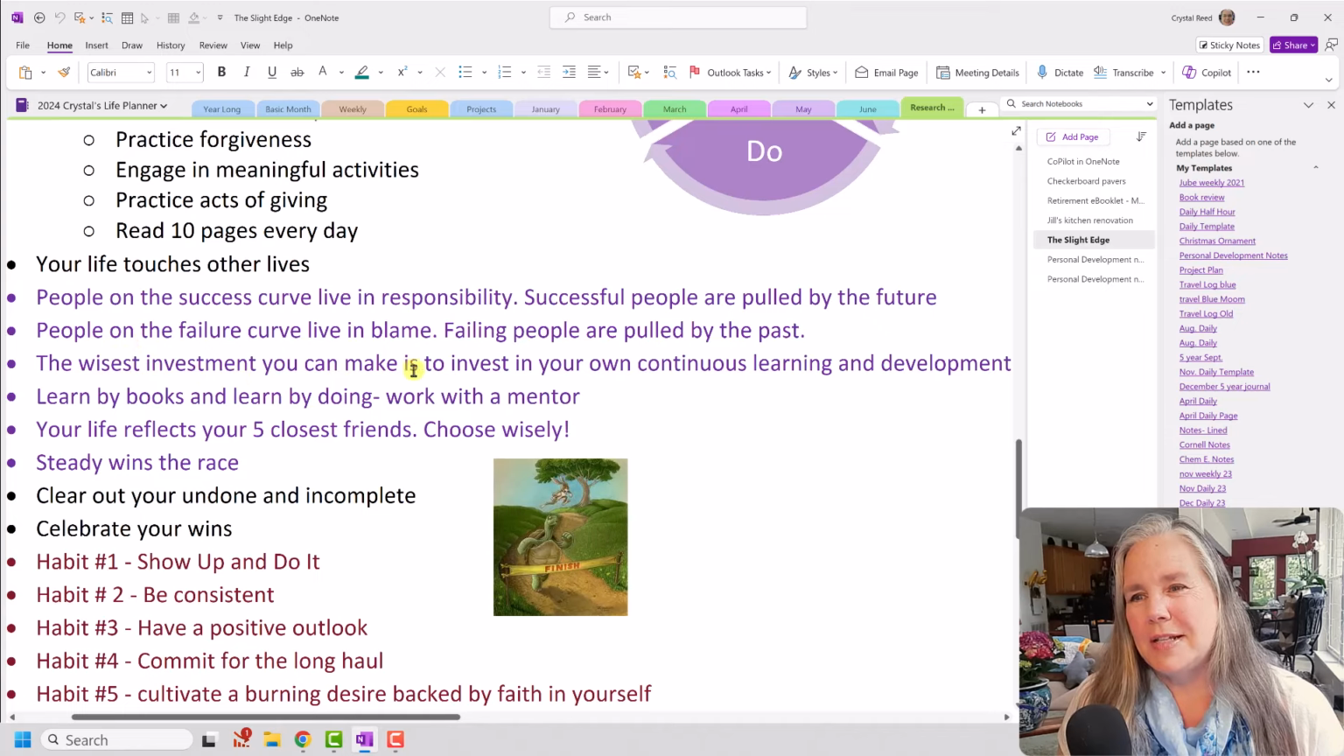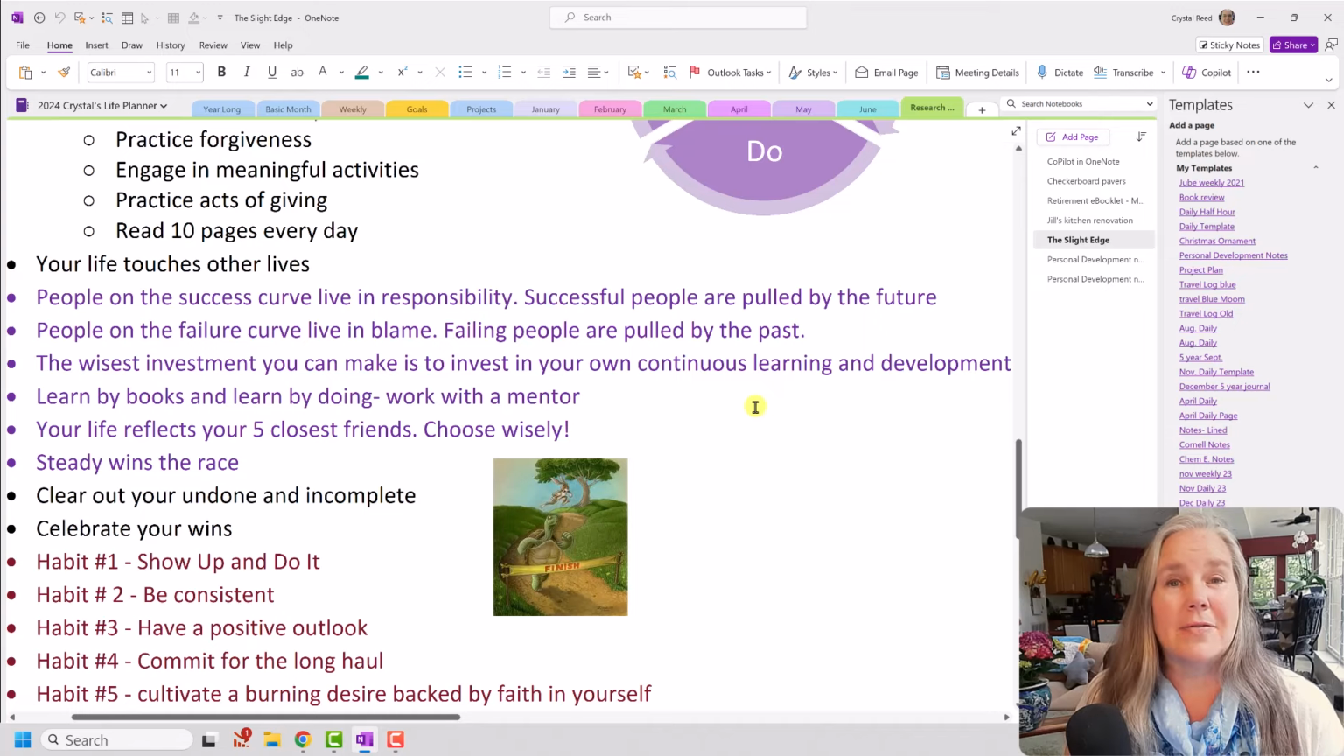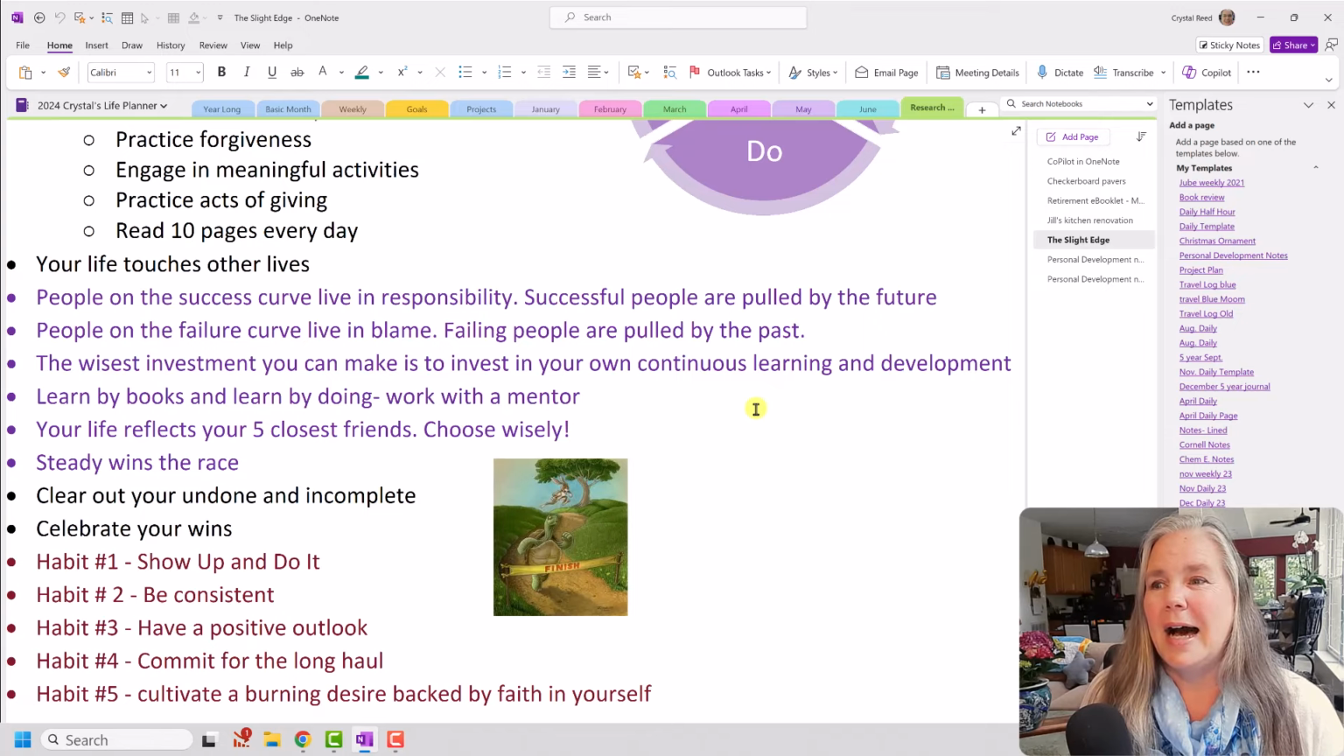The wisest investment that you can make is an investment in your own continuous learning and development. I am somebody who loves to learn something new every day. I love reading all of the time. I love listening to podcasts. And so this one struck me, a wise investment that you make in yourself.